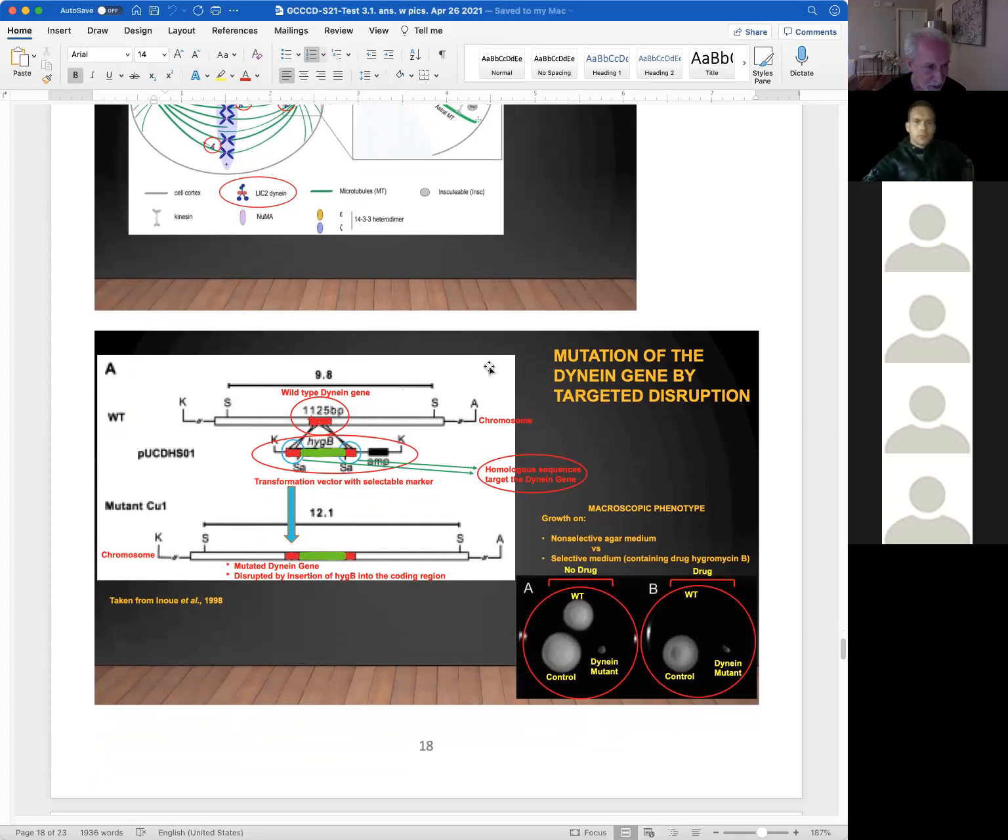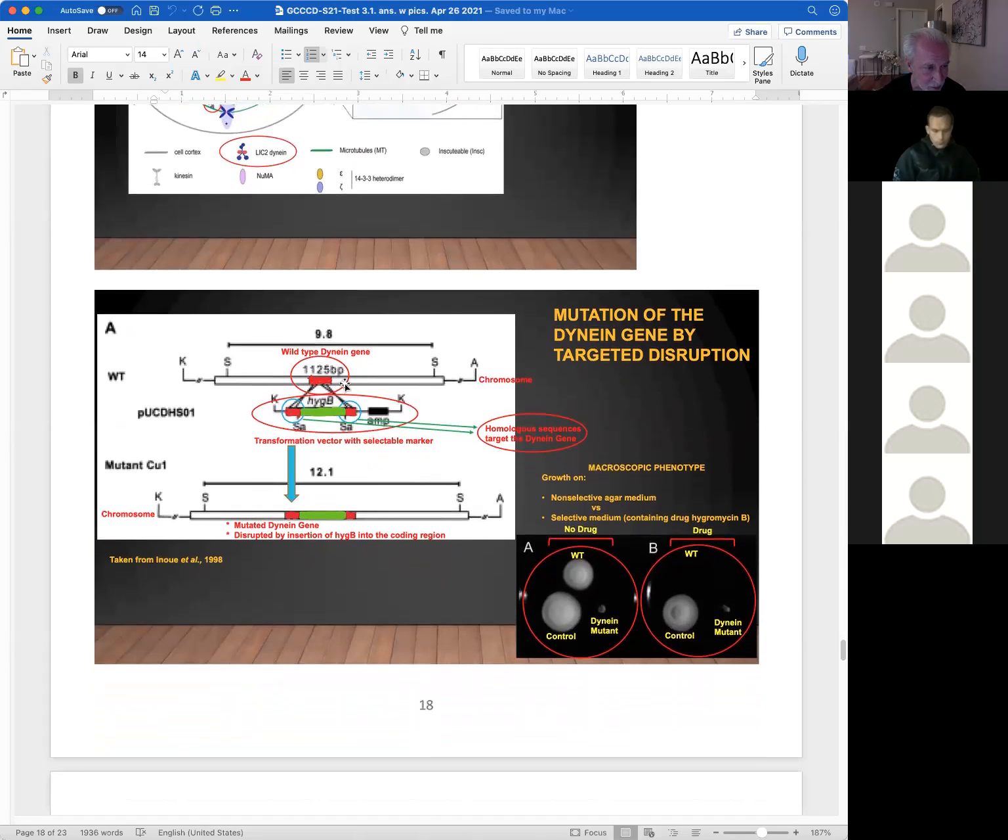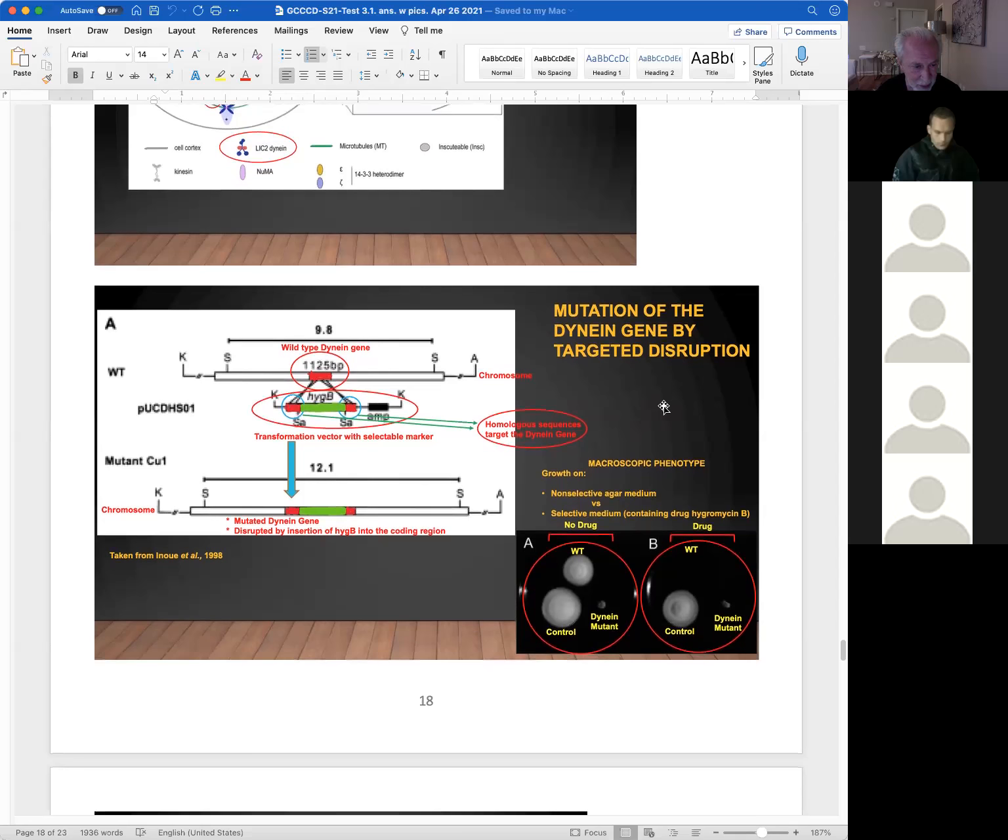The way he approached that was, this is pre-CRISPR technology, but still targeting. So he knew the sequence of the dynein gene. He made a vector that would specifically disrupt that gene. I won't go into details of how that was done, but you end up with a mutated dynein gene, which is totally dead. It has no function at all, no motors. And he did two things. He first just looked macroscopically. He was working with a fungus, so this is a microorganism. He looked at his petri dishes, and then secondly, he looked microscopically.